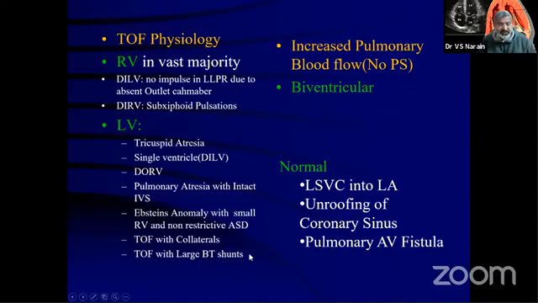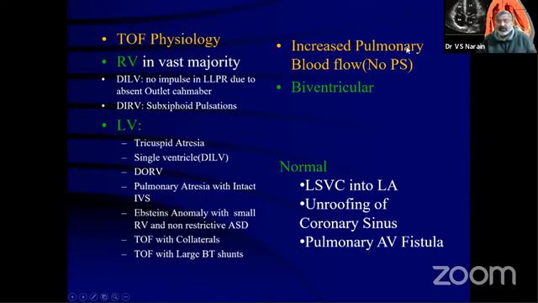Large BT shunt created on surgery. So these are some of the causes where in tetralogy physiology you can get a left ventricle. It's a very common question that is asked in the examination. If there is increased pulmonary blood flow without any pulmonic stenosis, then you will have an RV plus an LV. So mostly in tetralogy physiology, you will have an RV. Sometimes you can get an LV, and these are the situations.